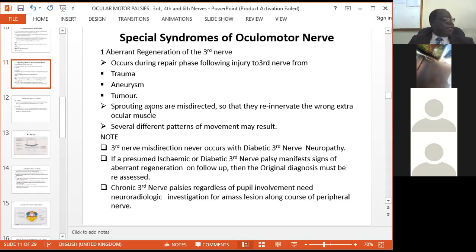So the sprouting nerve fibers which are growing out are misdirected, so they end up innervating the wrong extraocular muscle. Look to the left. If I say look to the left, this is my left, isn't it? The muscles will act: the lateral rectus is the one which moves the eyeball.